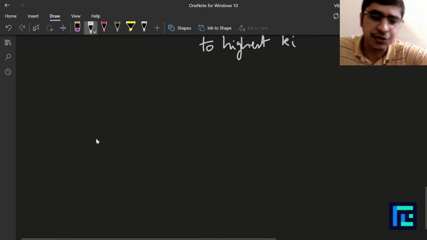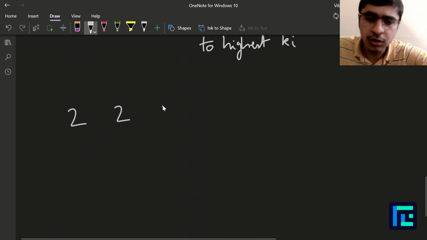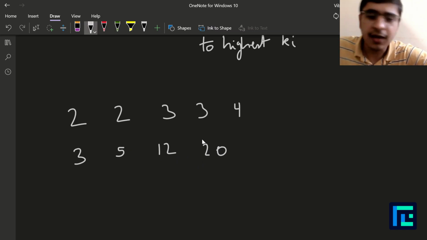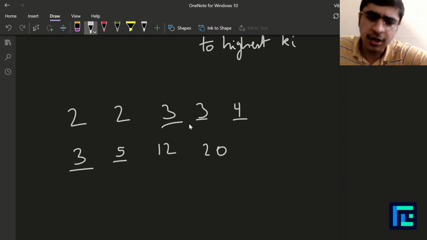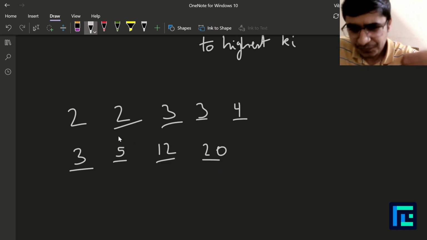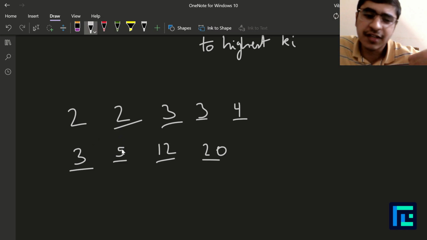Let's use this example itself. That is, we have 2, 2, 3, 3, and 4. And we have 3, 5, 12, and 20, right? So what we are saying is that to the highest person, we should give the smallest present. Then to the second highest person, the second smallest present. Third highest person, third smallest present. And we will do this till some point. Now, when I come to this person, I know I have the fourth present left. And since the cost of giving this person is only $5, I know I should give them $5 directly.